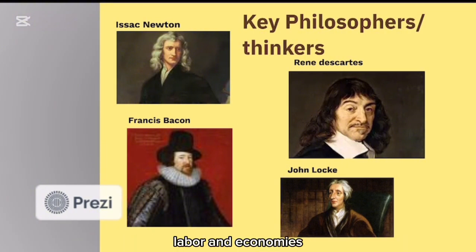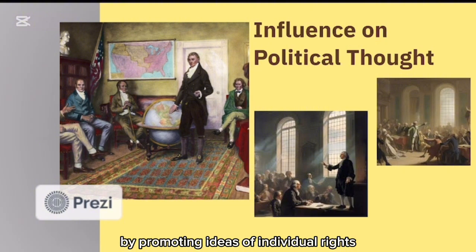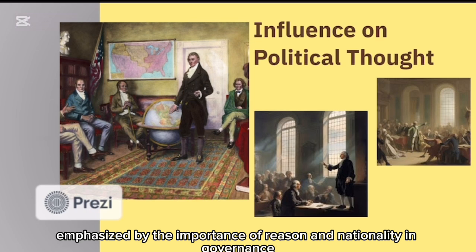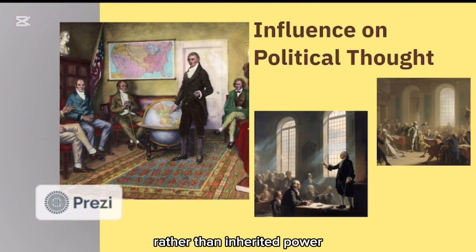production, labor, and economies. The Enlightenment period influenced political thought by promoting ideas of individual rights, democracy, and the rule of law. It emphasized the importance of reason and rationality in governance, advocating for governments to be based on the consent of the governed rather than inherited power.